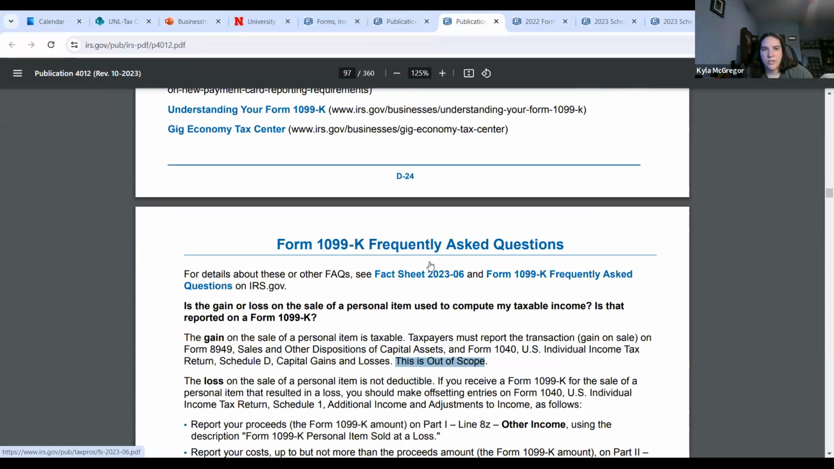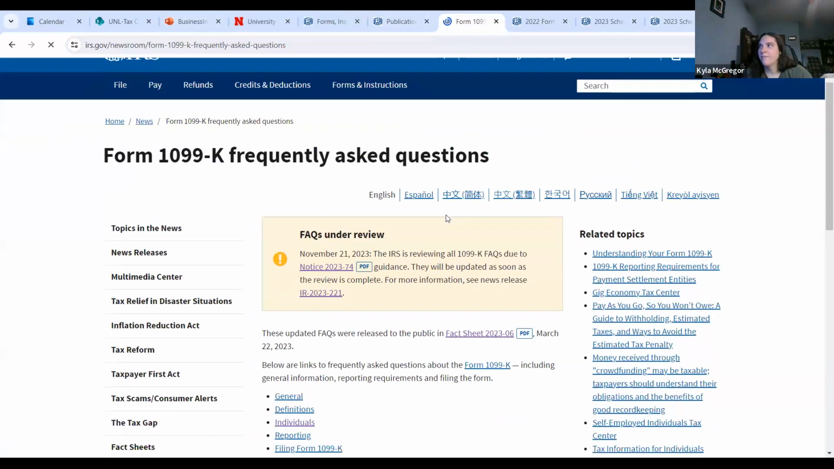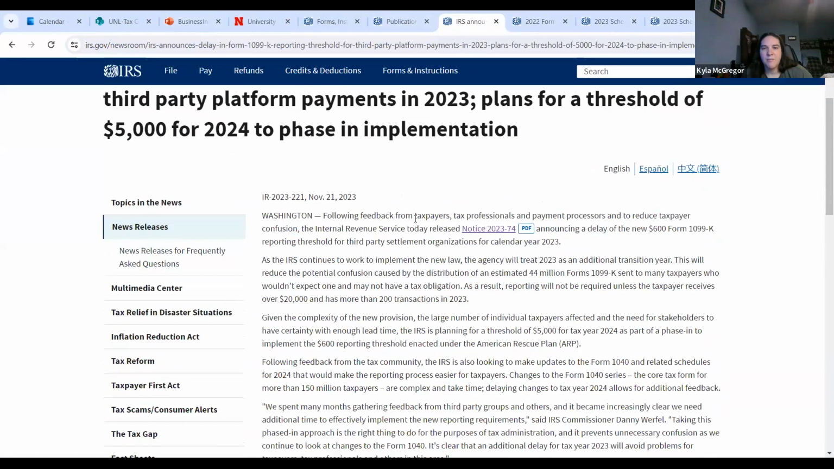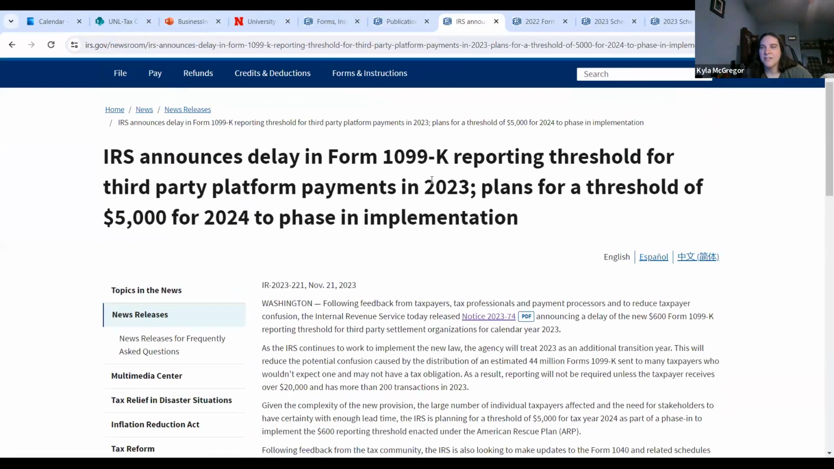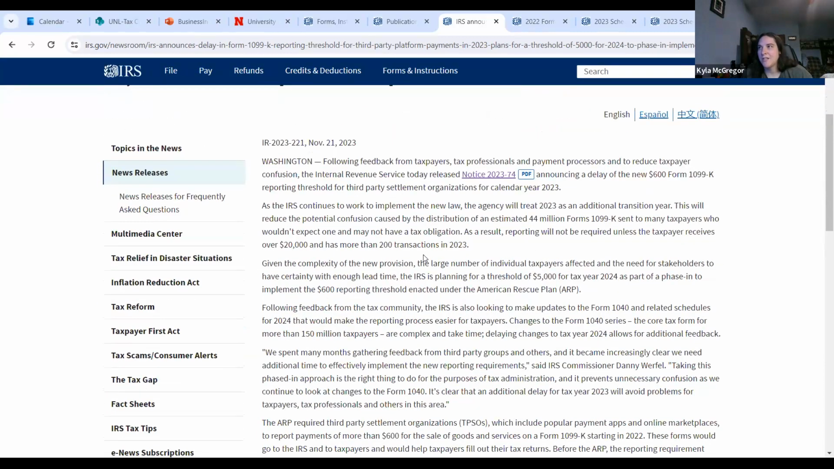So I was noticing when I opened the FAQs for the 1099-K, it says here, as of a couple weeks ago, the IRS is reviewing the FAQs, and there'll be an update soon. And as you can see, there is not an update at the moment. And when I look at the news release, it does say the IRS is announcing delays in the 1099-K reporting threshold. Plans for the threshold to be 5,000 in 2024. So, like I said, this is a little up in the air, but as of now, 600 is the amount.